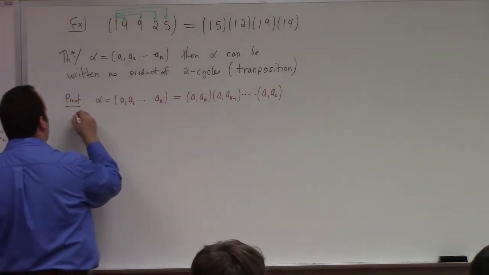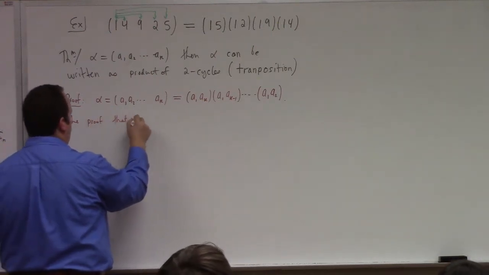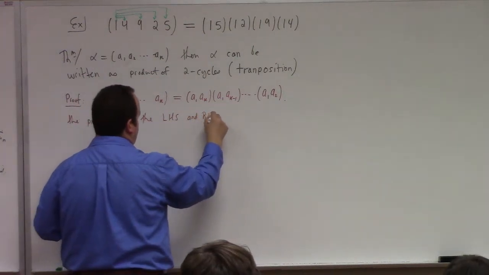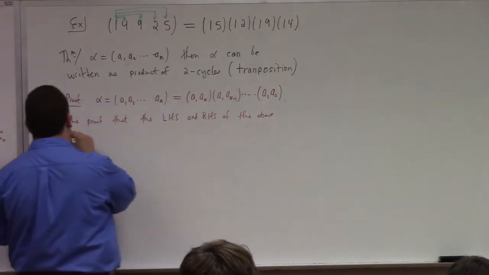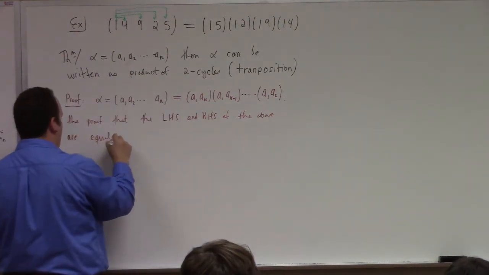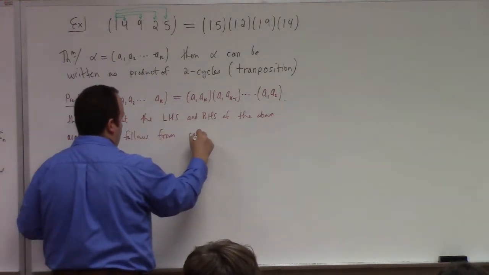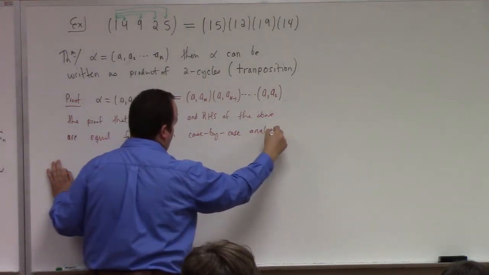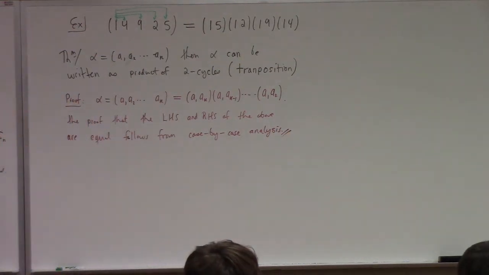So the proof that the left-hand side and right-hand side of the above are equal follows from case-by-case analysis. What are the cases you have to think about? I suppose in principle there are n cases, right?